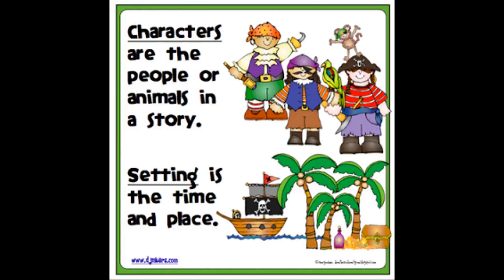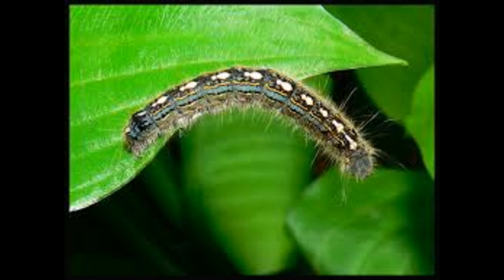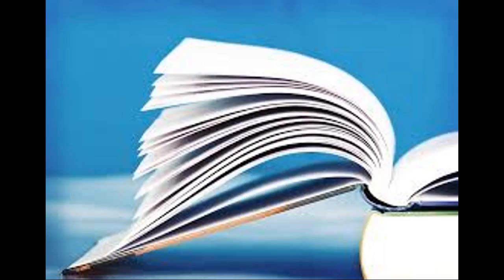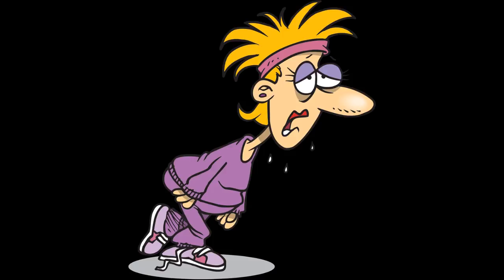The remaining of our vocabulary words: main character, which is people or animals in a story. The setting is where the story took place. Egg, larva, caterpillar, adult, caterpillar, chrysalis, pages in the book, leaves, devour, which means to eat as Marc did, exhausted, which means very tired.